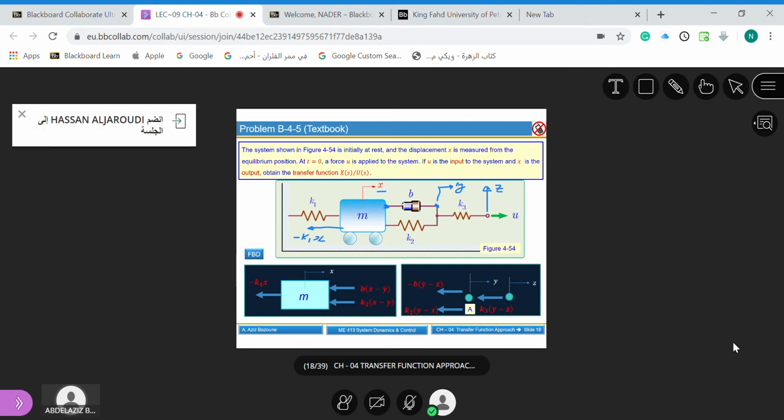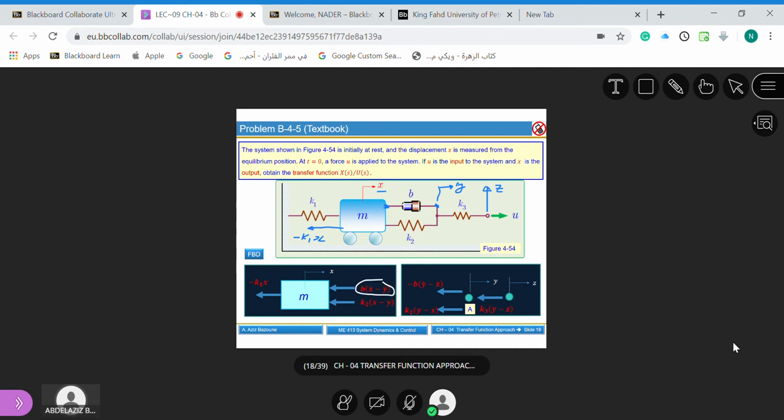So this motion here, this force, is because of the damper here, B(x dot minus y dot). We have a spring K2 that also has an opposing force, K2(x minus y). If we take the junction itself, we will have the relative motion between this point and this point. So it will be B(x dot minus y dot), and minus K2(y minus x).